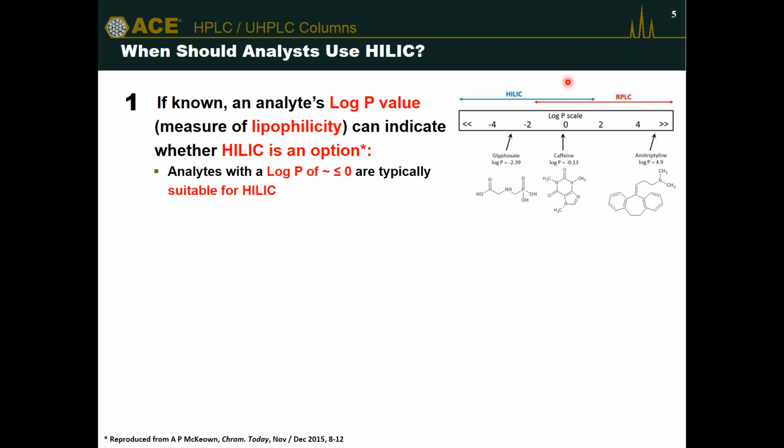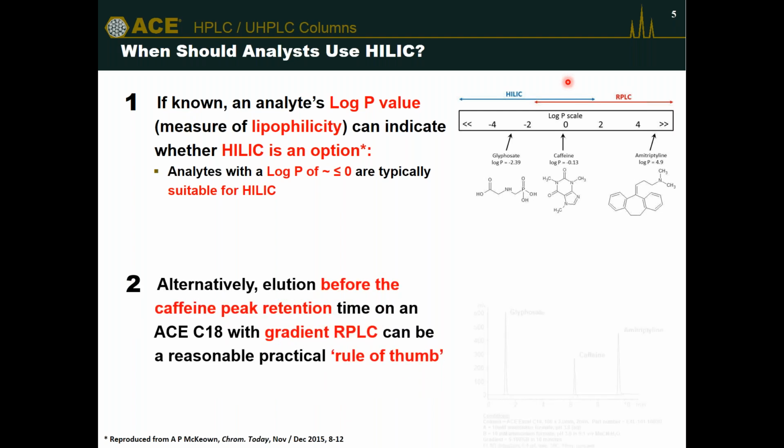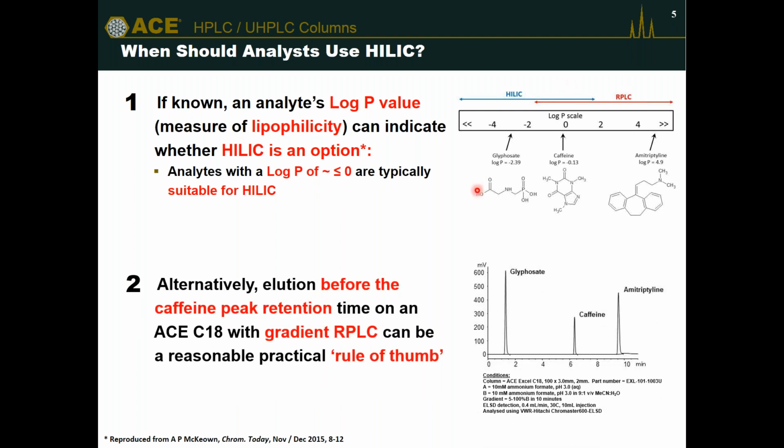It really does depend on your particular samples and situation. So that's the first way that you can make an informed call on whether you think that HILIC is suitable or not. But what about those situations where you don't have physical chemical information like log P values? Well, one alternative, which I'm showing on the screen now, is that you can use the retention time of caffeine in a reverse phase system as an indicator of whether HILIC is appropriate or not.